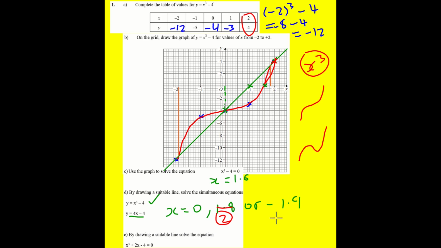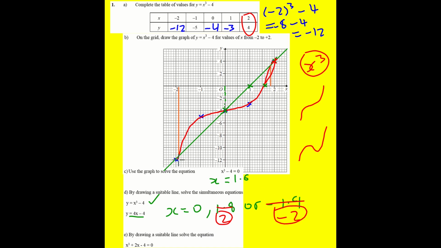I think it was looking for minus 1.8, but I'm not. No, I can see again. Sorry, I think it's meant to be minus 2. So actually, the answer should be minus 2.